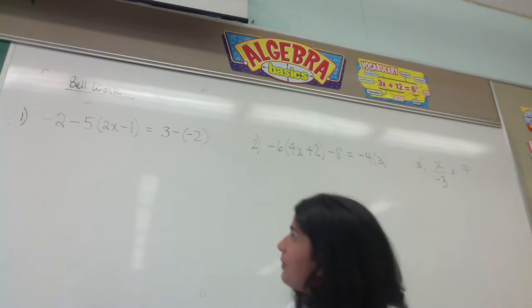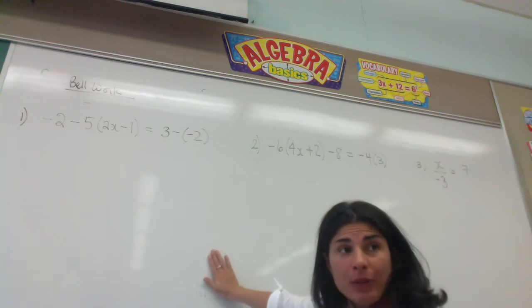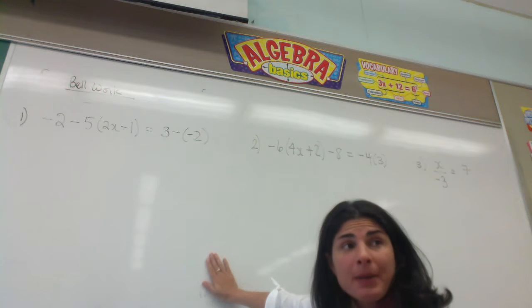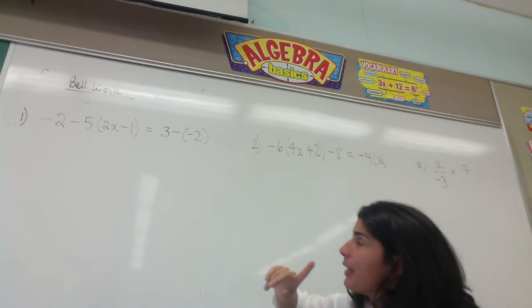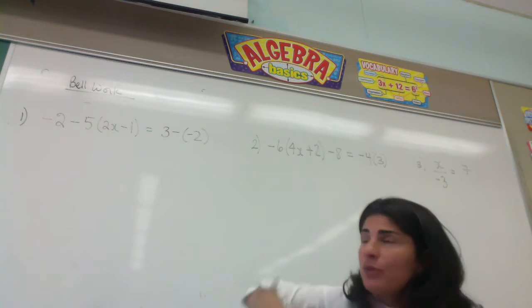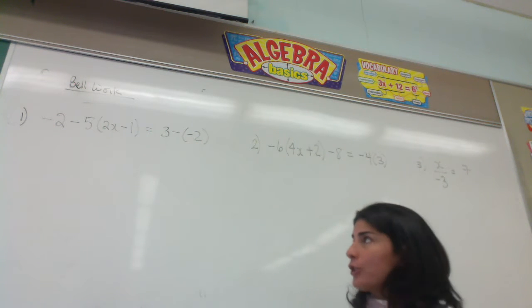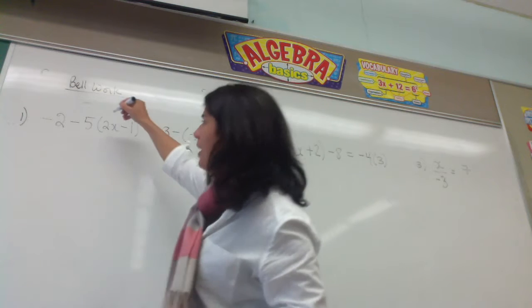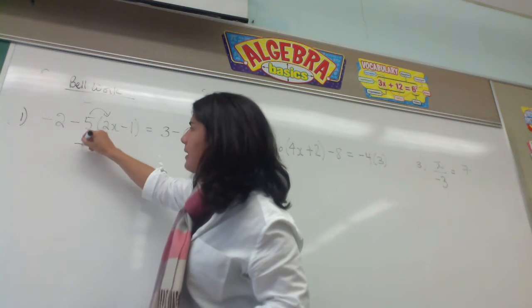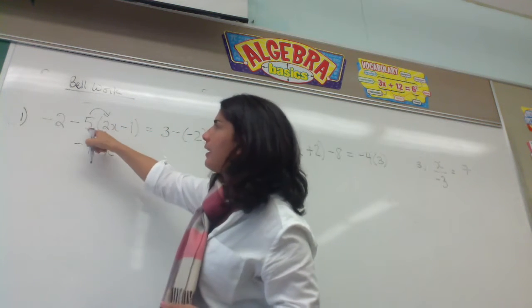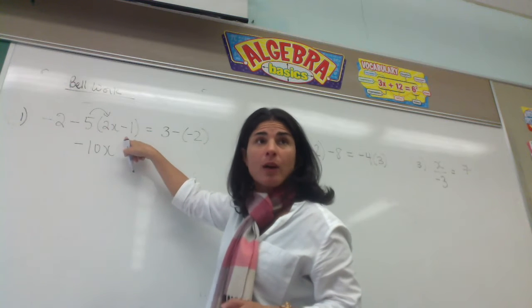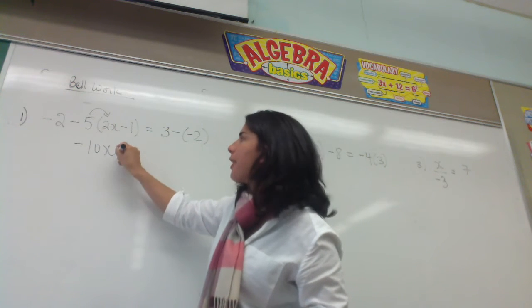So I'm going to start by doing bell work here with you and going step by step. So you said it right. You said, Miss, I need to remove the brackets by distributing. So we're going to start there. Negative 5 times 2 is negative 10x, and negative 5 times negative 1 is a positive 5.